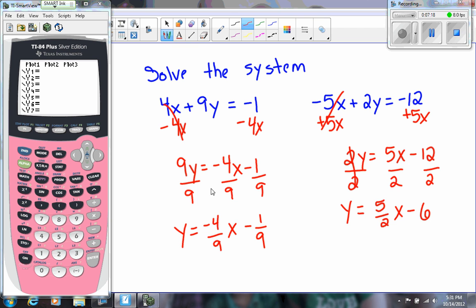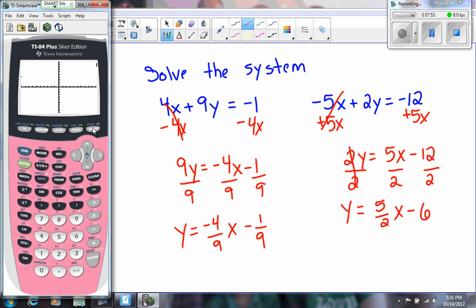So now I want to type those into my calculator. So I'm going to get negative 4/9 x minus 1/9. And if you're not really sure about when you need parentheses and when you don't, I would recommend using the fraction key when you enter those in. And this one, I'm going to have 5/2 x minus 6. Okay, once I've entered those, now I can hit graph. And I can see where they cross.